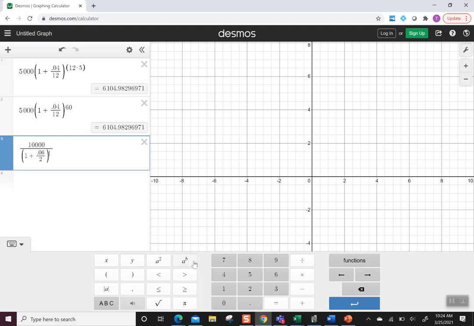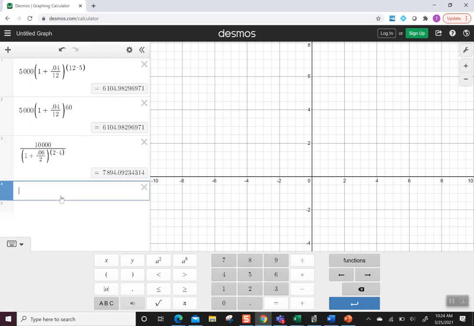So I hit AB and I'm going to choose to put this in parentheses. So in parentheses, I have 2 times 4. And once again, I need to close the parentheses. You can close the parentheses on your keyboard, or you can do it on the Desmos keyboard. Okay, I can see my answer, 7,894.09.